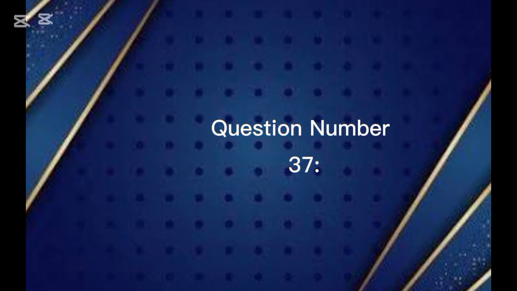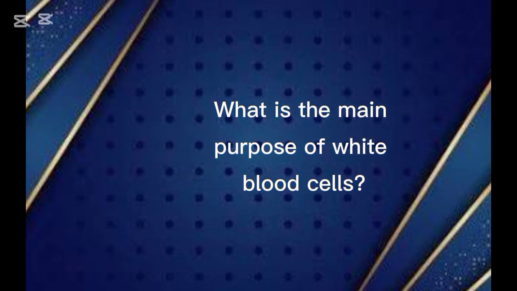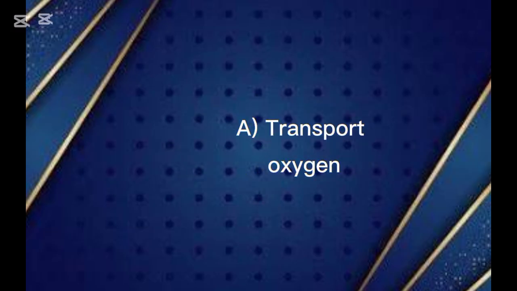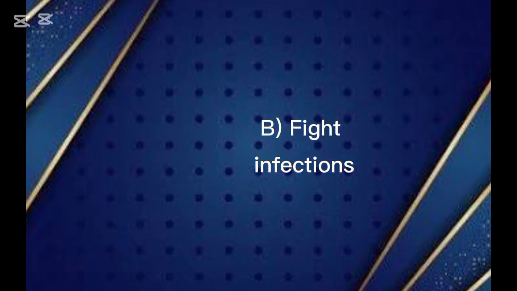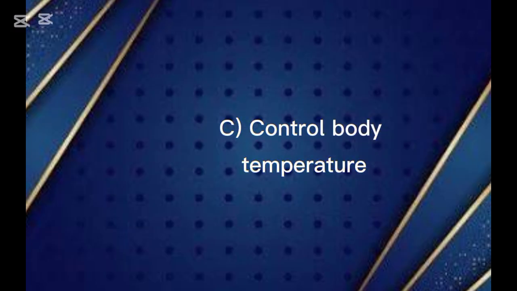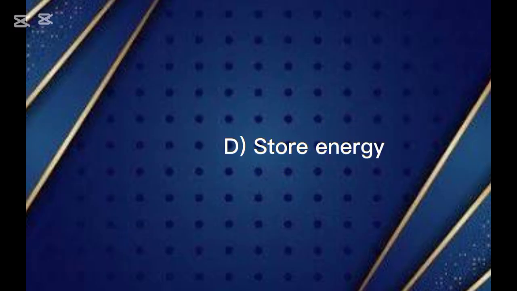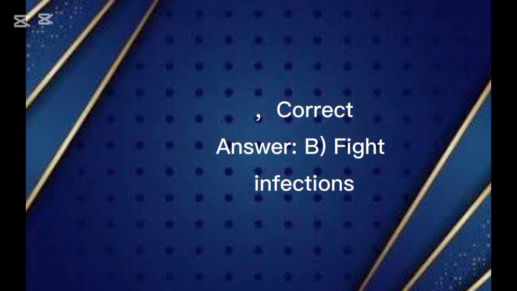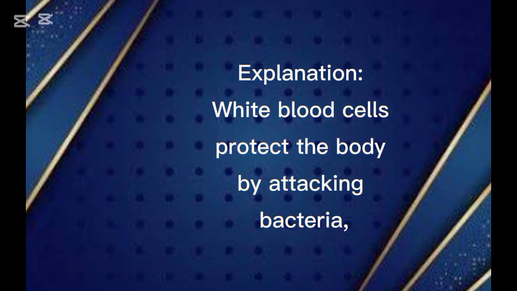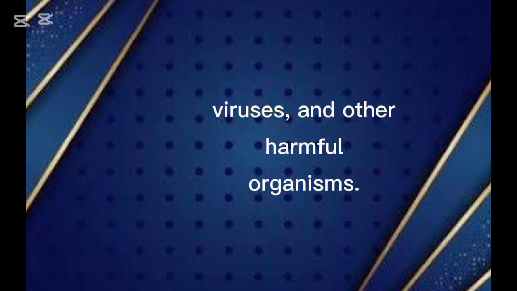Question number 37. What is the main purpose of white blood cells? A. Transport oxygen, B. Fight infections, C. Control body temperature, D. Store energy. Correct answer, B. Fight infections. Explanation: White blood cells protect the body by attacking bacteria, viruses, and other harmful organisms.